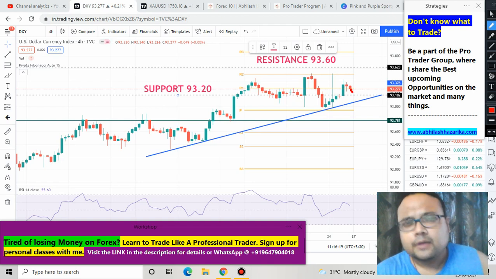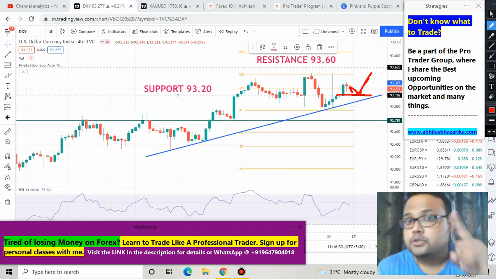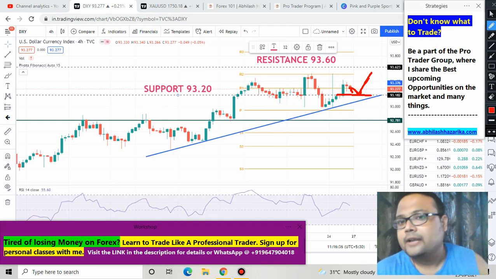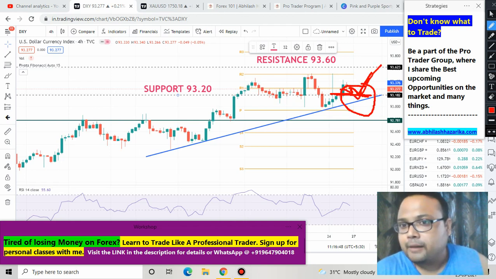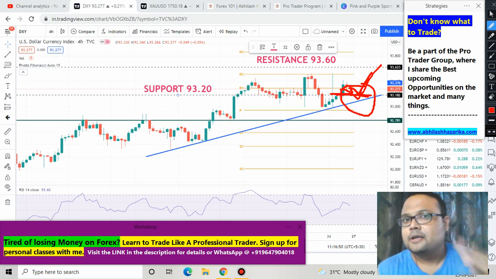It will come down a little bit for a retracement, and it has a support at 93.20, and it will take support and bounce from here. Listen to me carefully. After the market opening, there is a possibility of US dollar taking support here and bouncing. It means taking support at the 93.20 level and bouncing, and it also has a support in the form of this trend line. So US dollar has double support here. Therefore, when dollar will be bouncing from the double support, then the price of gold will be going down.